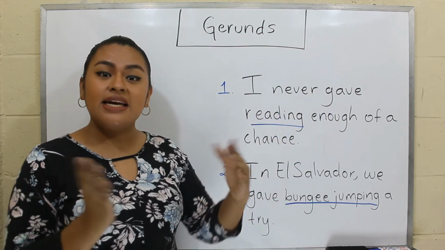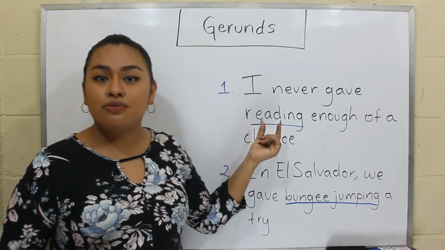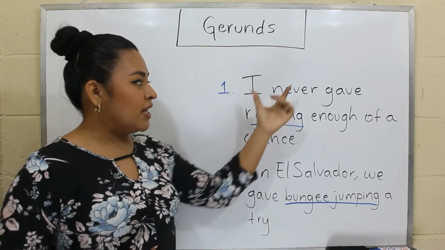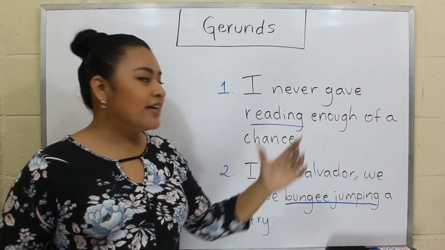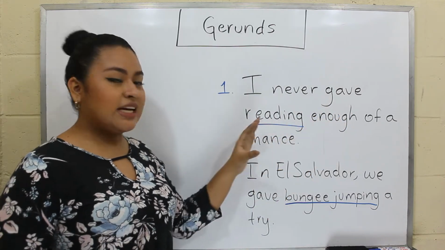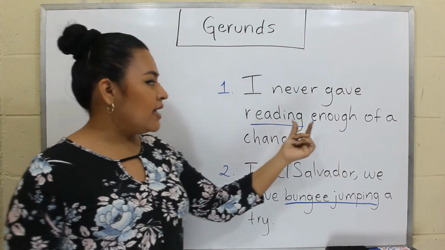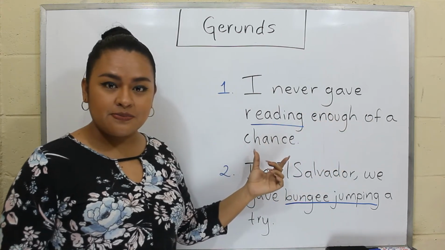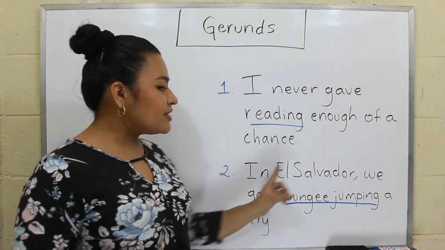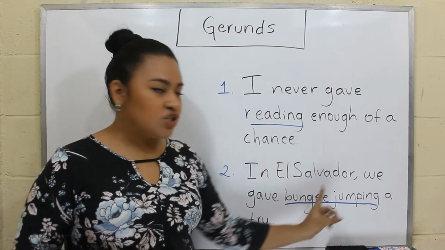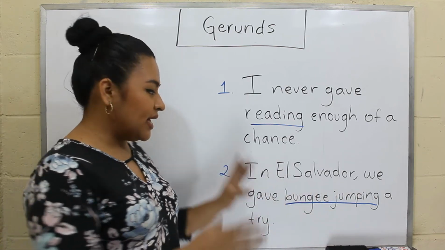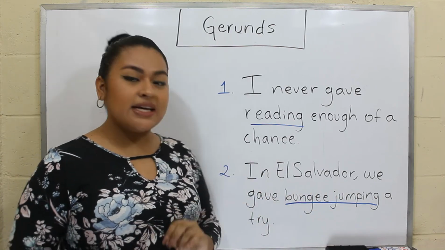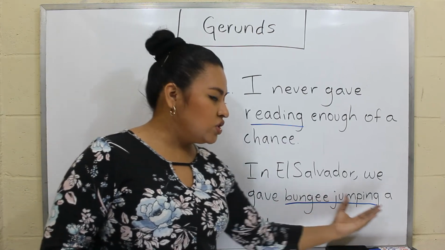In here, the indirect object is reading, and it is between the main verb and the direct object. And the direct object of this sentence is enough of a chance. And in the next sentence, in El Salvador, we gave bungee jumping a try. In this example, the indirect object is bungee jumping.